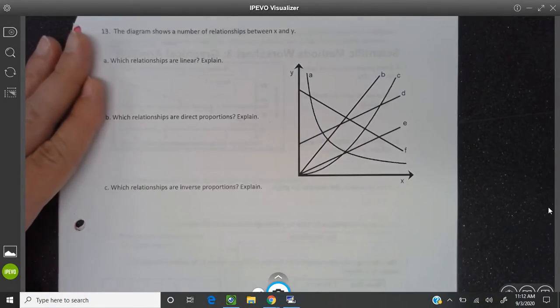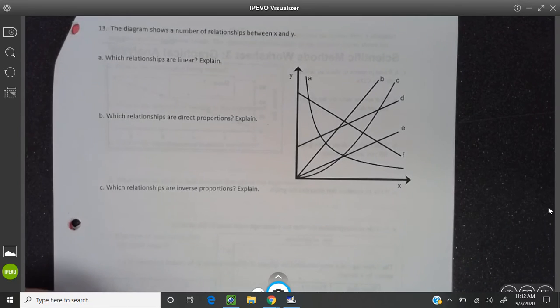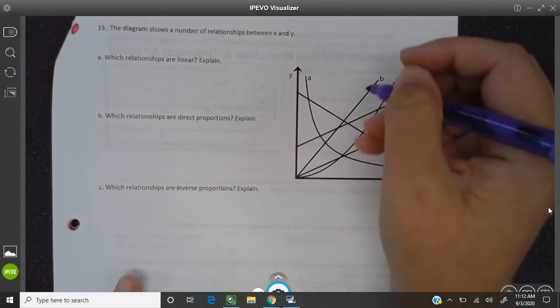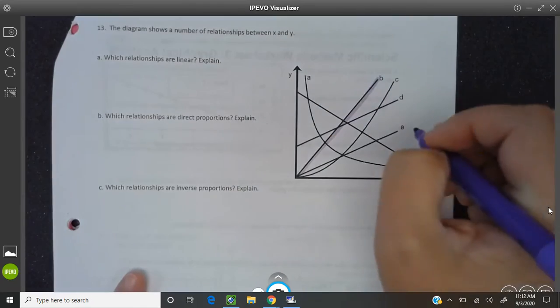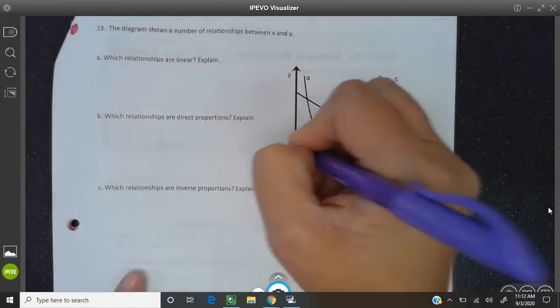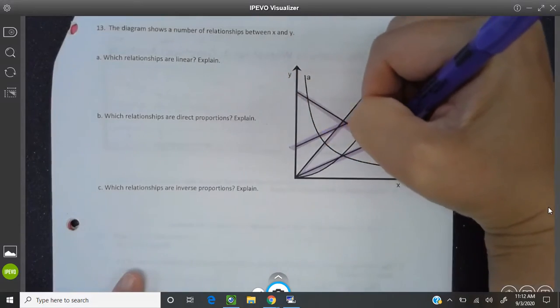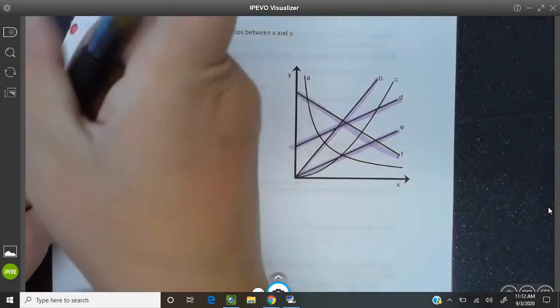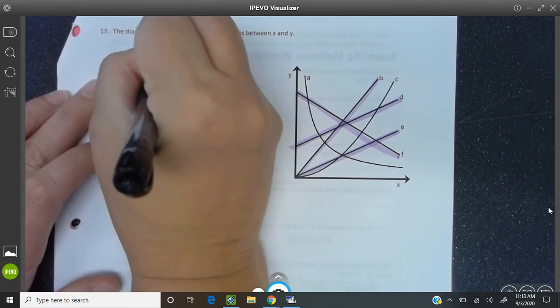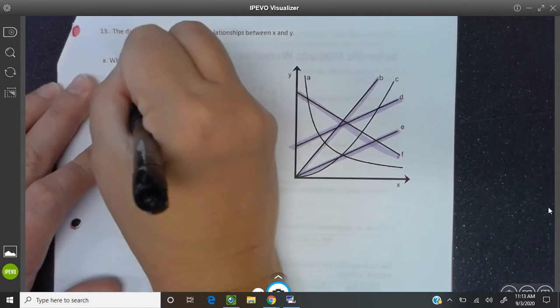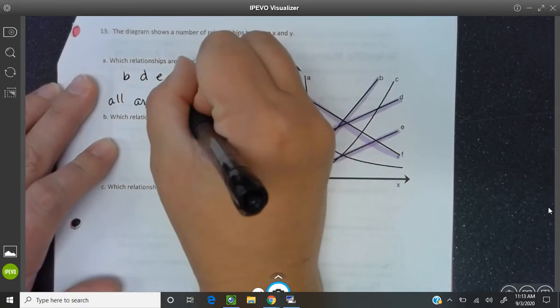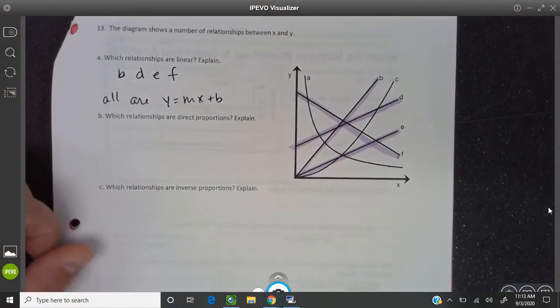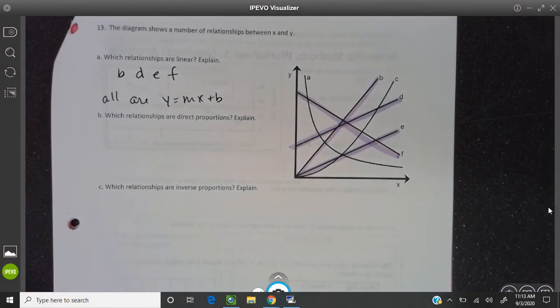All right, so there's a bunch of lines here, right? It says which ones are linear. Which ones are linear? So those are pretty easy to pick out, right? Anything that's a line that's not a curve should be linear. So this one, this one, this one, and this one. All right, so it's going to be B, D, E, F, and all those are somewhere in the form of y equals mx plus b. Right? If we made an equation, they would all fit that form.